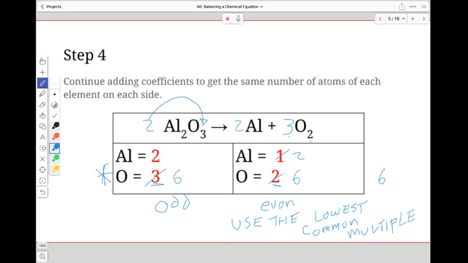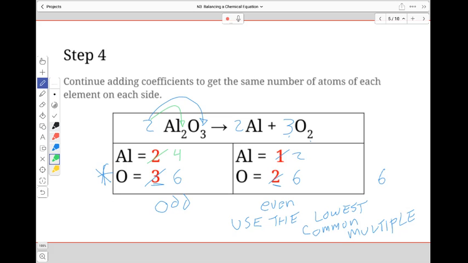Has the number of aluminums changed? If I take the 2 times 3, that gave me my 6 oxygens, but by putting a coefficient out here, it has now changed the number of aluminums. So now I don't have 2 aluminums anymore. I have 2 times 2, which is 4 aluminums, which means that now my oxygens are balanced, but my aluminums are now unbalanced. So what am I going to do to rebalance my aluminums?